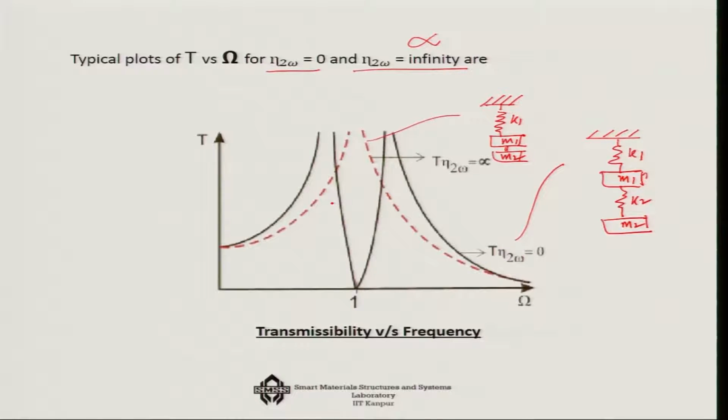Why do we solve it for these two? It is because if you look at this carefully, you can see that there is one point of intersection here and another point of intersection here, and these 2 points are also called fixed points. Irrespective of the frequency and the damping level, most importantly eta 2 omega, whether it is 0 or infinity, the transmissibility curve has to pass through these 2 points, because all the extreme cases are covered.